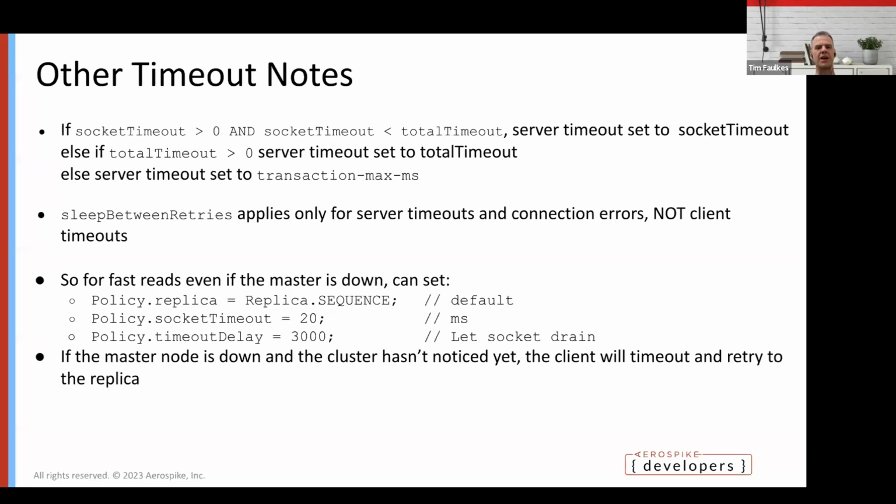And we mentioned the sequence mode. This is an example of doing sequence. I'm setting my timeout aggressively to 20 milliseconds. But then I want my timeout delay to be, say, 3 seconds, to make sure the socket will drain fast.